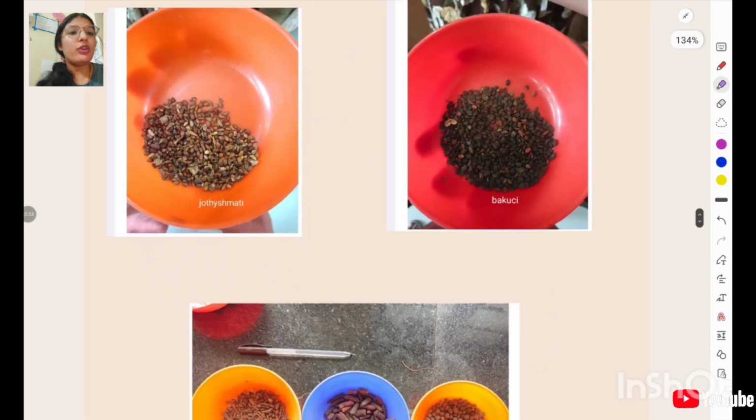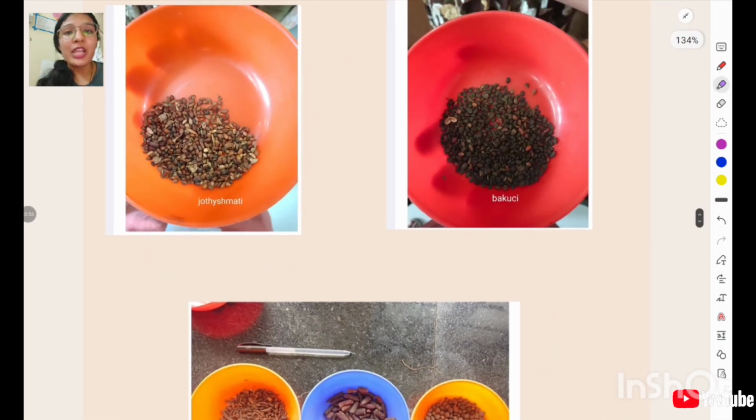For example, here you can see Jyotishmati and Bakuchi. Sometimes we can't differentiate them, so they will mix them and ask you to separate the Jyotishmati and Bakuchi into separate vessels. For this exercise you should know the genuine drug's characteristics, and you will have to study the genuine grahya lakshana along with the picture of that particular drug.